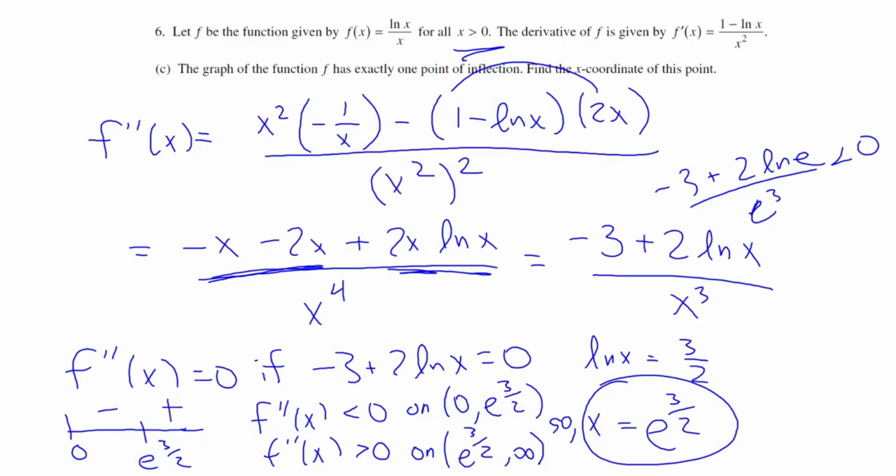3 points there: 2 points for the correct second derivative, and 1 point for the answer with the justification that the second derivative changes signs at e to the 3/2. So that's where our point of inflection is.